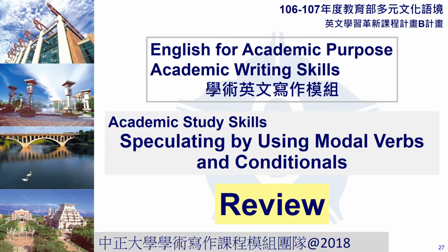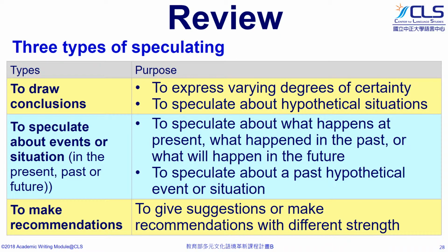Now, let's quickly review what we have learned. Here are the purposes of the three types of speculating. First, when we draw conclusions based on evidence or on the application of a theory, we usually express varying degrees of certainty or speculate about hypothetical situations. Second, when speculating about events or situations, we usually speculate about what happens at present, what happened in the past, and what will happen in the future. Also, we can speculate about a past hypothetical event or situation. And finally, when making recommendations, we give suggestions or make recommendations with different strengths.